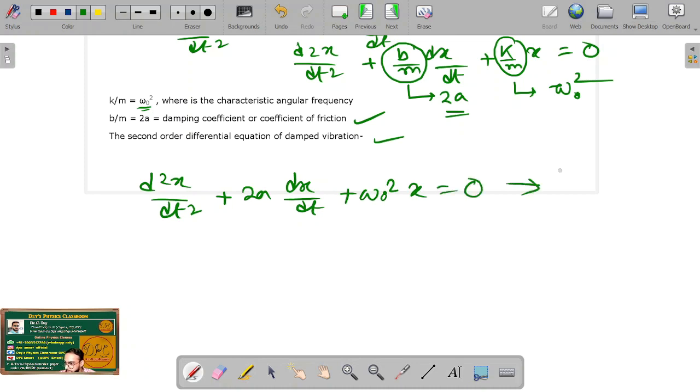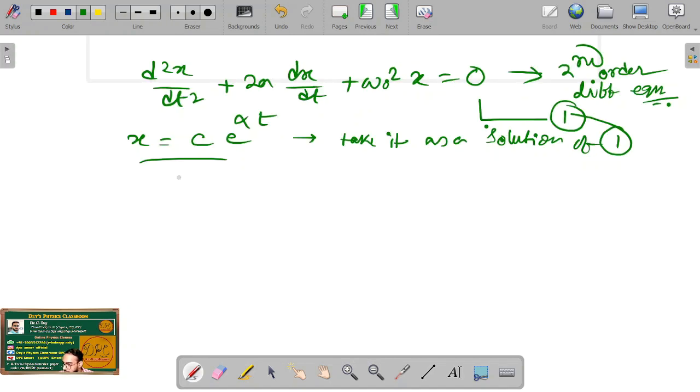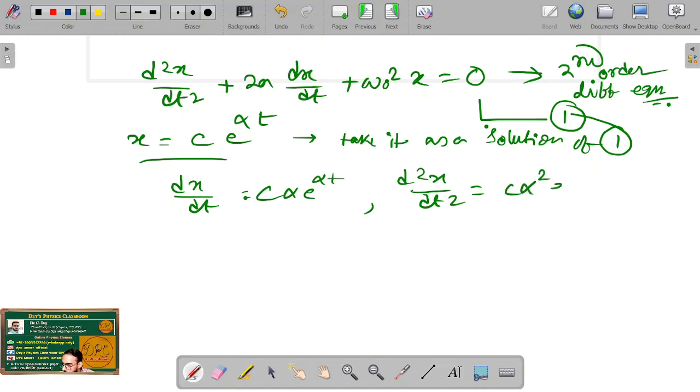So this is a second order differential equation. We mark it as equation 1. Now let us take the solution of this differential equation as x equals some constant c into e to the power alpha t. So x equals c e to the power alpha t, x dot or dx/dt would be c alpha e to the power alpha t, and d2x/dt2 would be c alpha square e to the power alpha t.